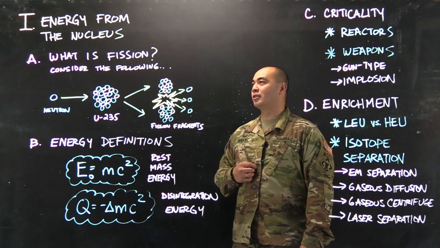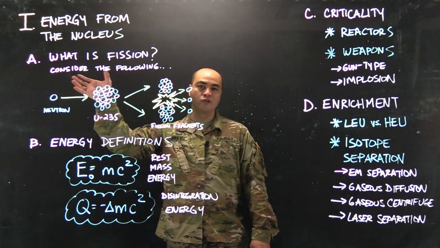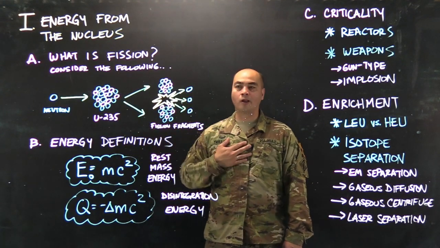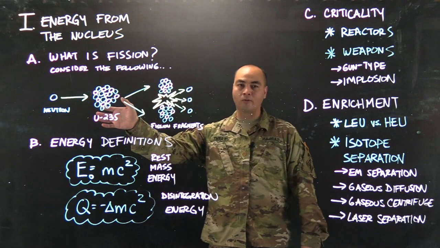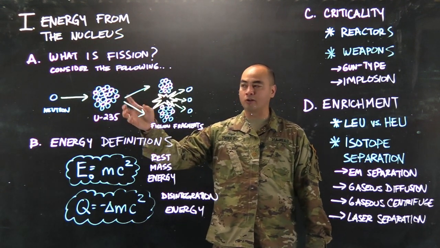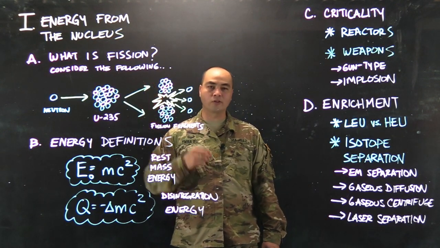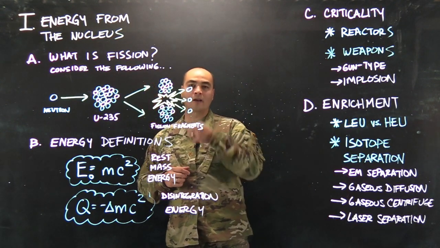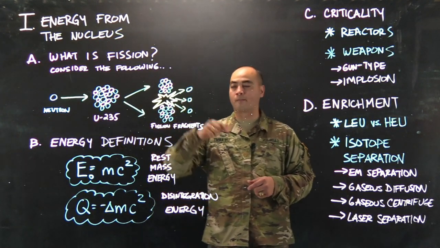Today we're going to be looking at the energy from the nucleus. To get there, we have to understand what fission is. So consider the following. We have a reaction in which a neutron interacts with a U-235 nucleus. This interaction will produce what we call a fission event, where I have two fission fragments created and I have 2 to 3 neutrons. Notice the blue circle is a neutron.